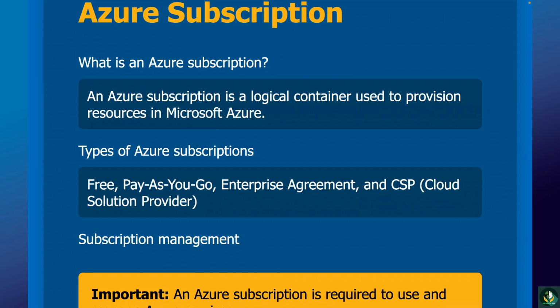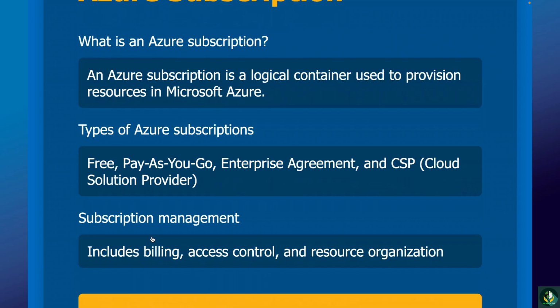Another type of subscription is pay-as-you-go subscription. This type allows users to pay for the resources they use on a monthly basis. It offers flexibility and is suitable for businesses with fluctuating resource needs. There is also enterprise agreement subscription. It's designed for large organizations. This subscription type offers discounted rates and flexible billing options. And finally, cloud service provider subscription. This is managed by Microsoft partners and is tailored for specific customer needs.